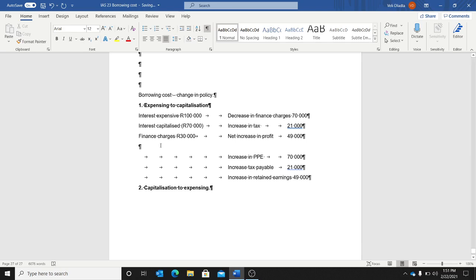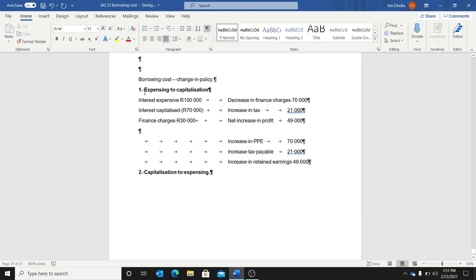Now, when you are moving from expensing to capitalization, the direction you are going to take for all the years is this one. What you are seeing on this side is the direction you are going to take if you are moving from expensing to capitalization. It's not going to change this direction. It will be a decrease on all the years, increase just like that. The direction doesn't change because you're moving from expensing to capitalization.